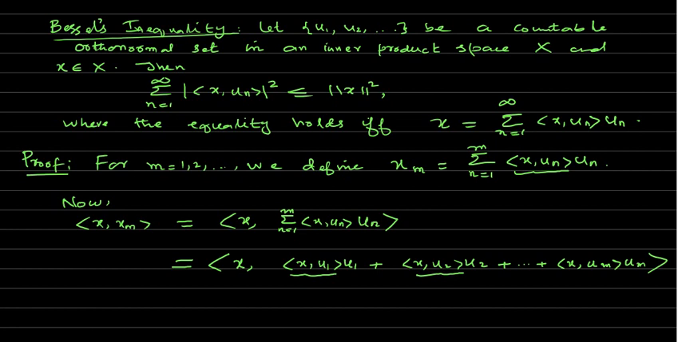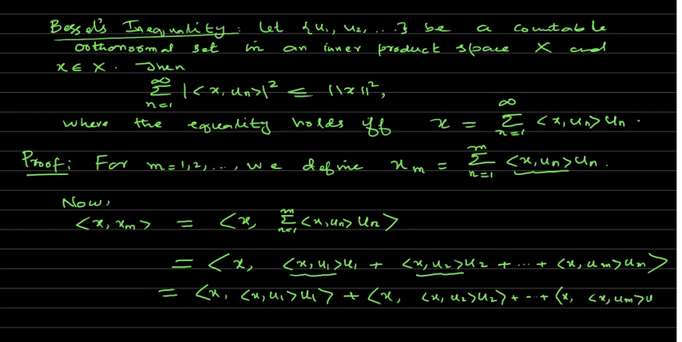Now you apply this linearity property in the second variable: the inner product of x with the first one, which is inner product x, u1, then u1, plus the inner product of x with the second vector, which is inner product x, u2, then u2, plus the mth one, the inner product of x with inner product x, um, um.